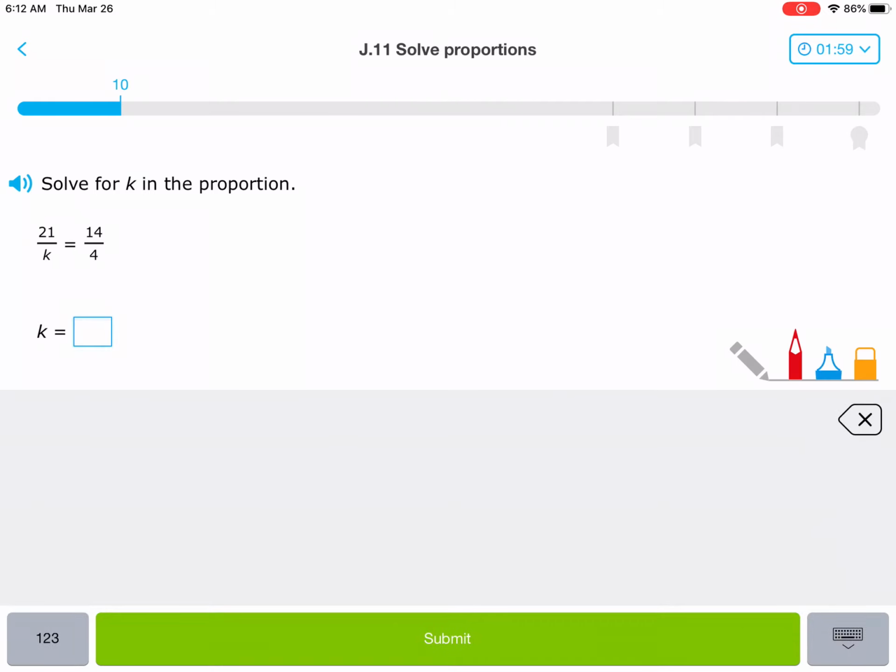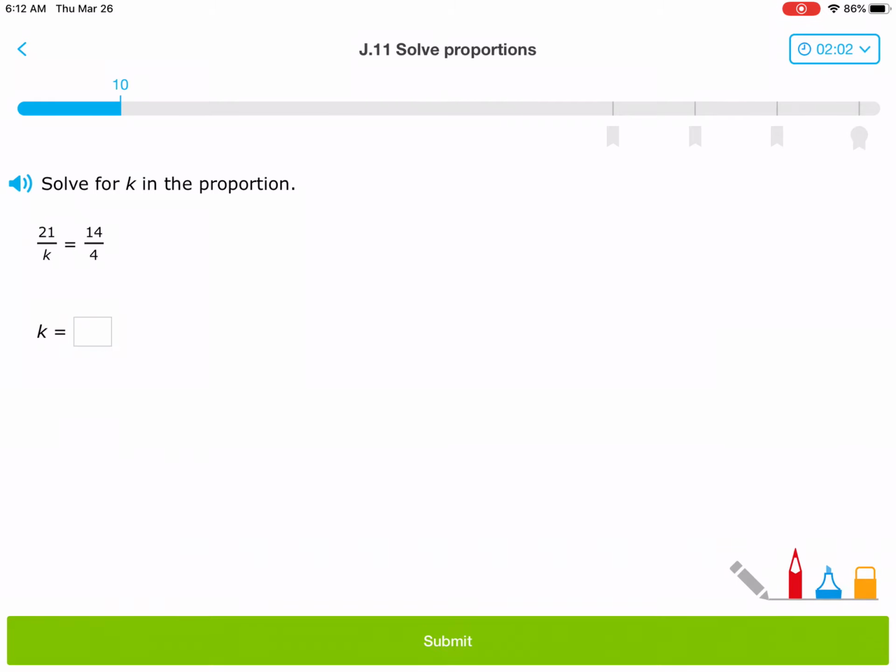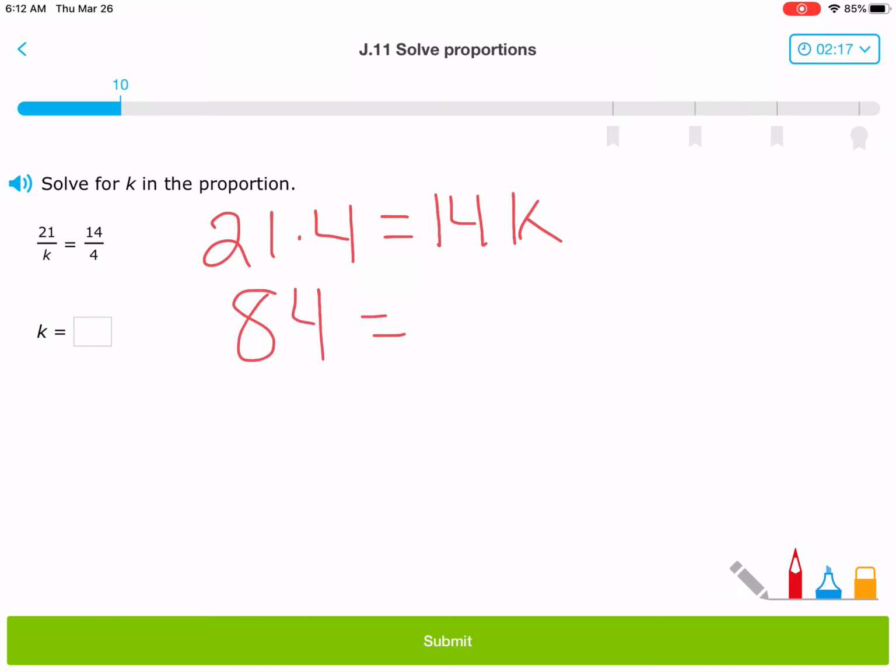Okay, let's see. This one should go a little bit faster. We're going to do 21 times 4, and that's going to be equal to 14 times k. 21 times 4 is 84. And that equals 14k. What am I going to divide by? Hopefully everyone said 14. 84 divided by 14 gives me k is equal to 6.